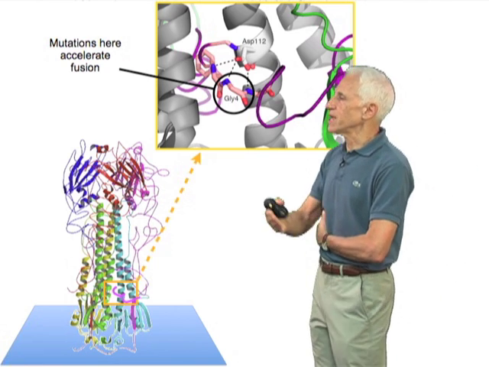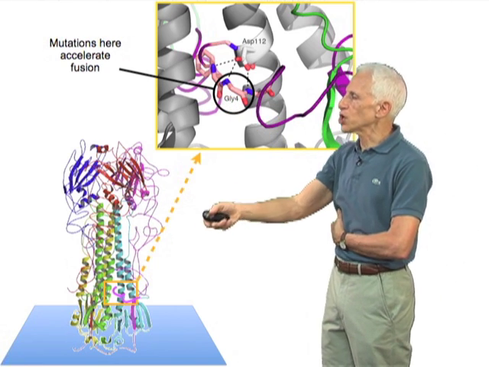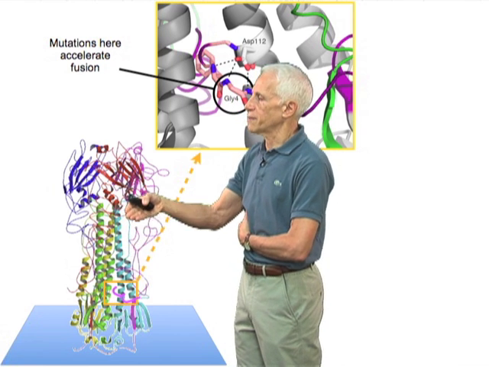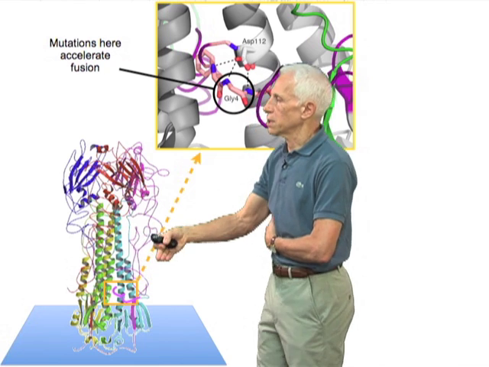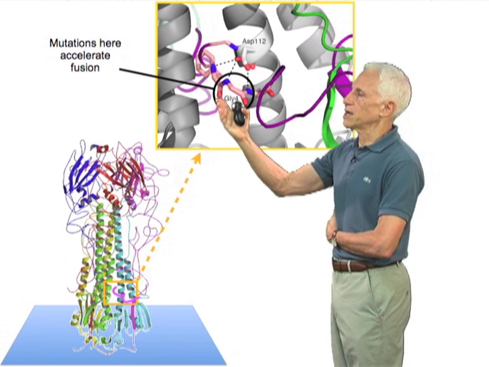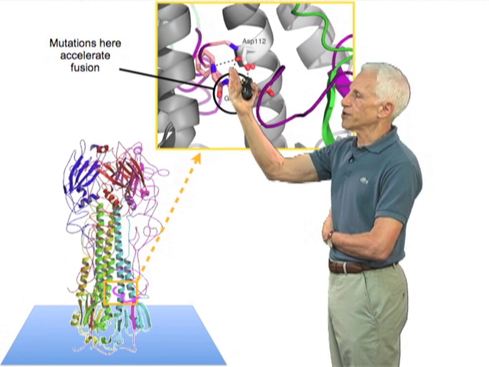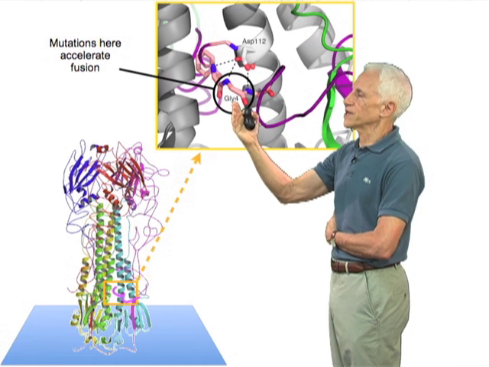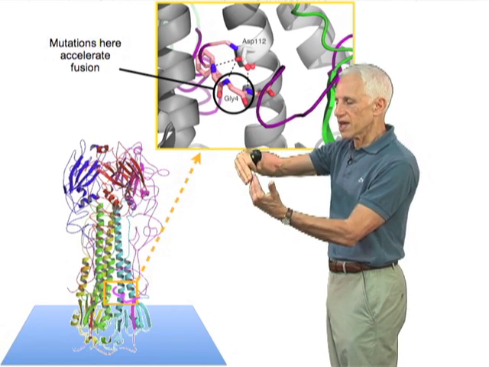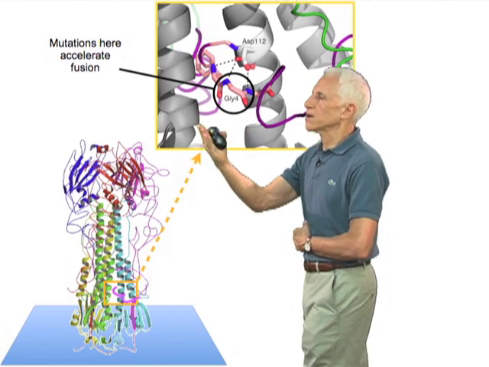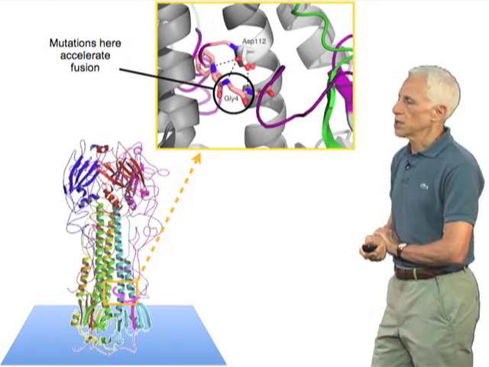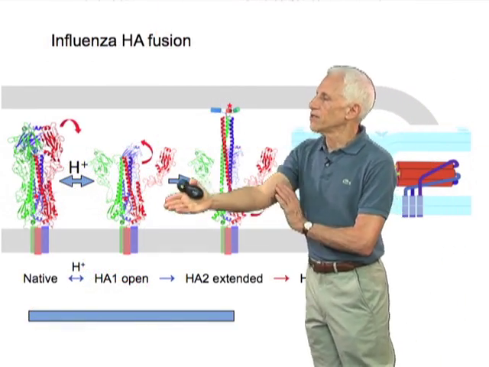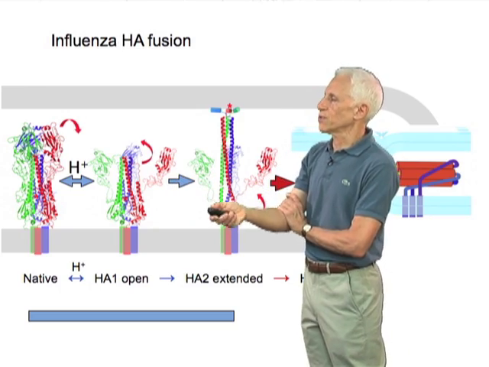So there happens to be a very conserved interaction just where the fusion peptide tucks into the trimeric stalk. And mutations here, either in a completely conserved aspartic acid or a completely conserved glycine residue that stabilize the tucking in, accelerate fusion. And so we take that as evidence that it is this step that we're looking at.